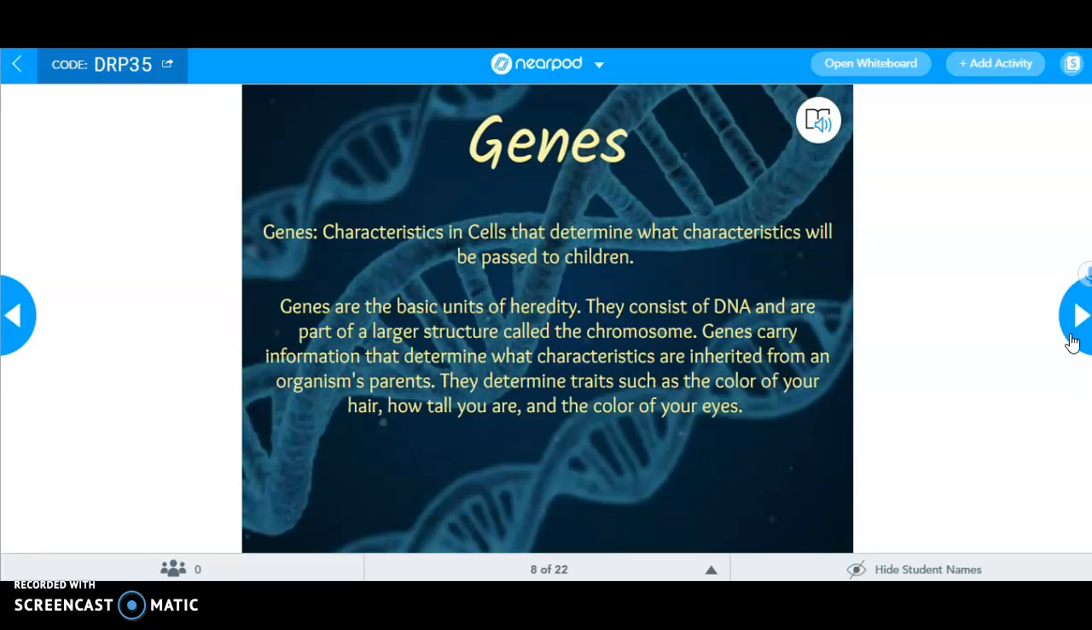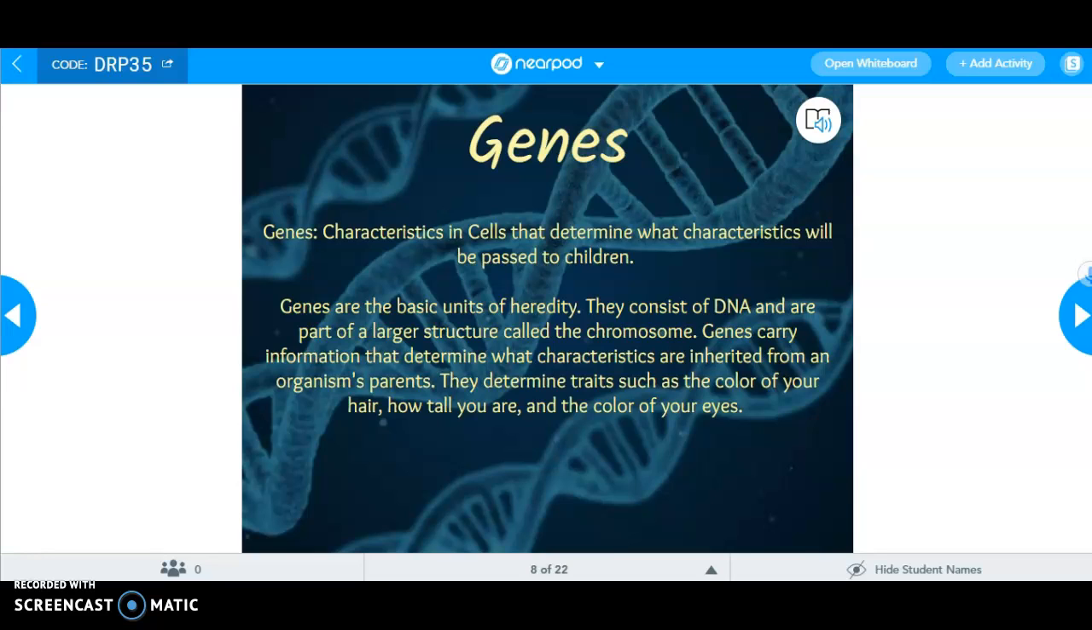Genes carry the information that tell you what characteristics you get from your parents. Your hair color, how tall you are, the color of your eyes. All of that information is stored in your genes. Now, I do want to say this. I've had some children in the past get confused with this.